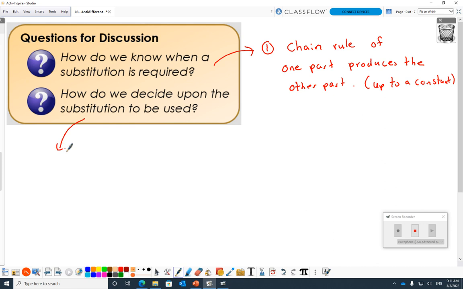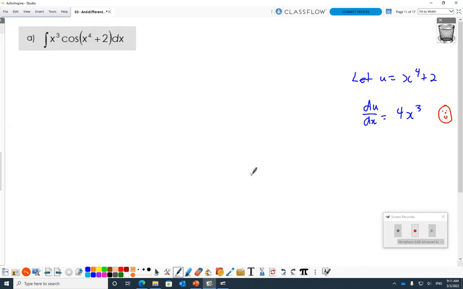One way to know what to use is let u be the inside of one part of the integral. Do you know what I mean by inside? Because we kept saying in chain rule, we said times the derivative of the inside. And in the example we did, there was definitely an inside available to us, and the inside was x to the fourth plus 2. So that's one strategy, is let u equal that inside.